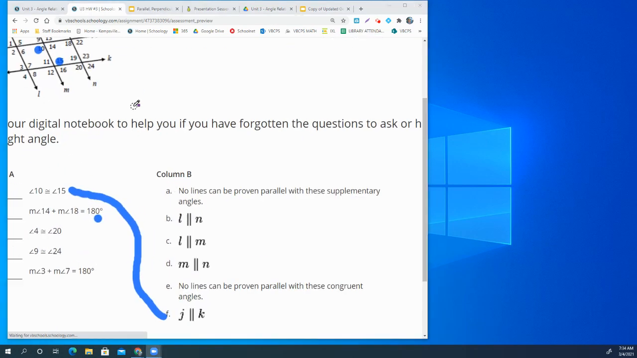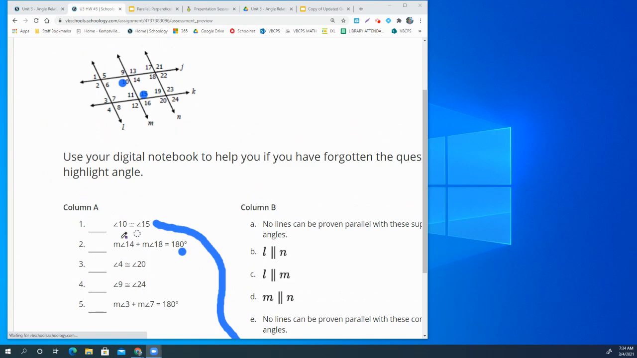If we go to the next one, 14 plus 18 equals 180. Those are same side interior. They're connected with J as the transversal. What are the cross streets to J? What are the 2 lines that go through J at those angles, those corners? M and N. So this one's M and N. So if you find your 2 angles, find what connects them, that's the transversal, and then look for the cross streets. Those are the things that are going to be parallel.